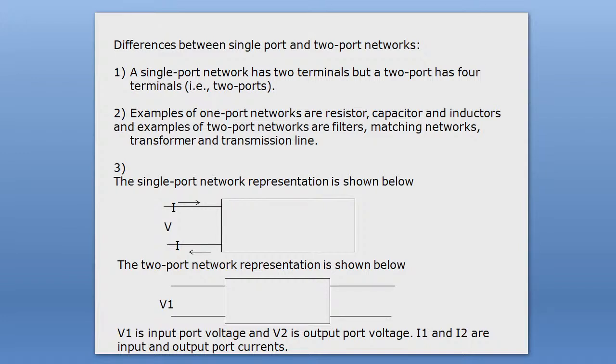So if you want to design a network with the help of which you can match the input impedance and the load impedance, that network is known as a matching network. Then there is the transformer. You know what a transformer is? Transformers are of two types: step up and step down. Another important example of a two-port network is the transmission line. This topic you will cover in detail next semester.